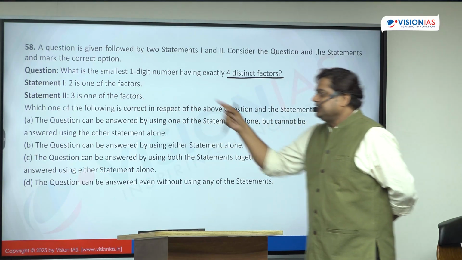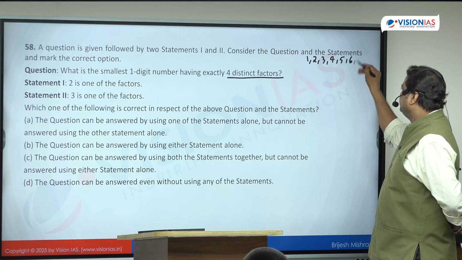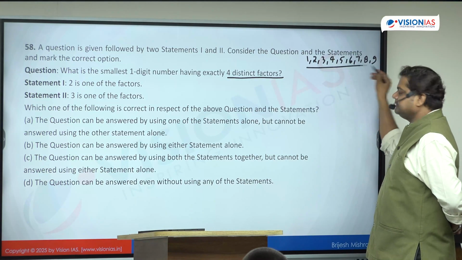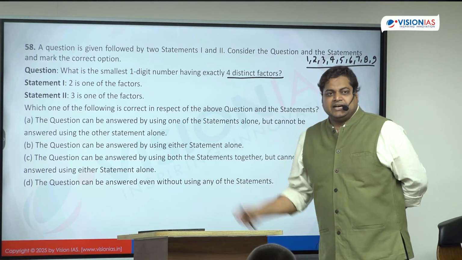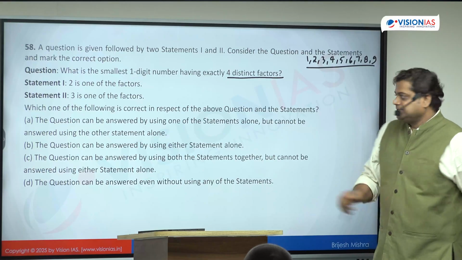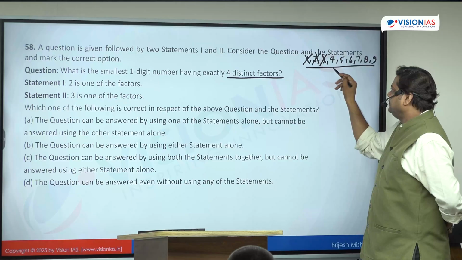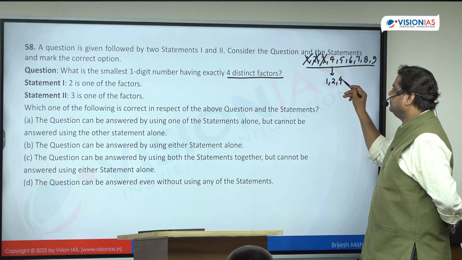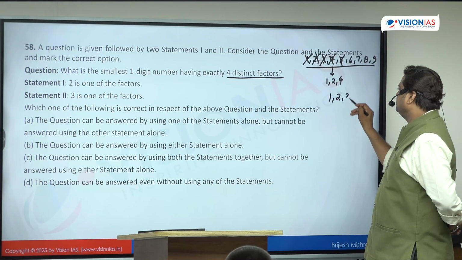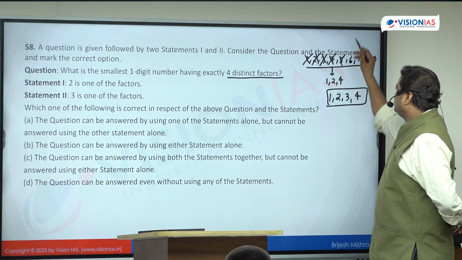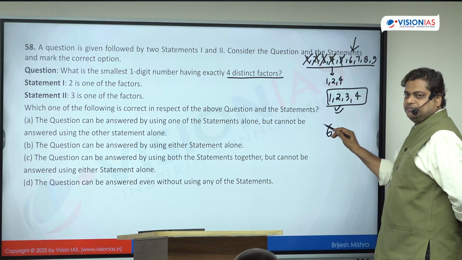What is the smallest one-digit number? How many one-digit numbers are there? यही है one-digit numbers. इसमें पूछ रहा है the smallest one-digit number having exactly 4 distinct factors. This cannot be the number. This cannot be the number. This cannot be the number. 4, how many factors? 1, 2, 4. 3 factors. 5 cannot be the number. 6, 1, 2, 3, 4. So the smallest one-digit number which is having exactly 4 factors, that is what? 6.